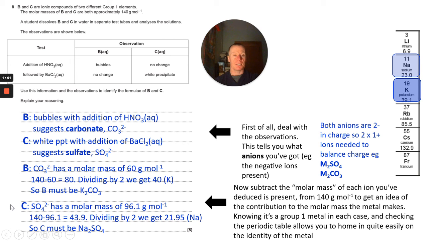Sulfate has a molar mass of 96.1 grams per mole, so doing something similar there leaves us with 43.9, and again dividing that by 2 for the same reason as before, we get 21.95, which is quite close to 23, so therefore C must be sodium sulfate.